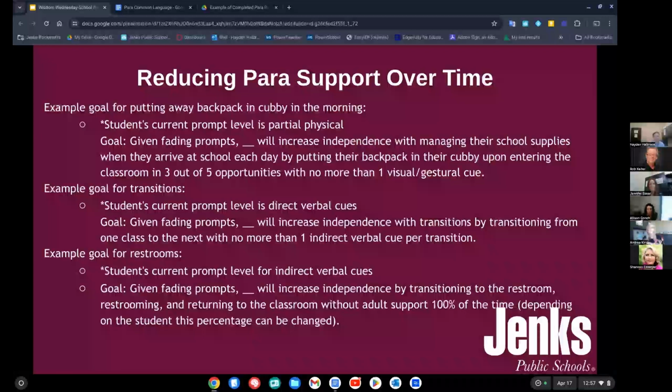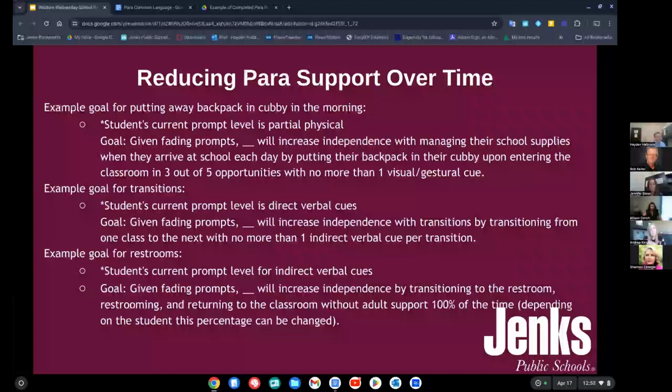So again, our ultimate goal is to provide them with the independence and the skills that they need so we can reduce that para support over time. An example for a student that is having difficulty with transitioning, giving fading prompts, we want them to increase their independence by transitioning from one class to the next with no more than one verbal cue per transition. So again, just a simple reminder of, we're on our way to music.